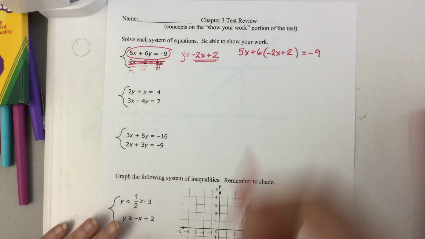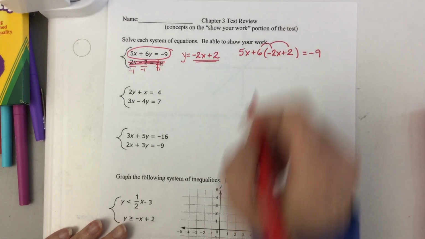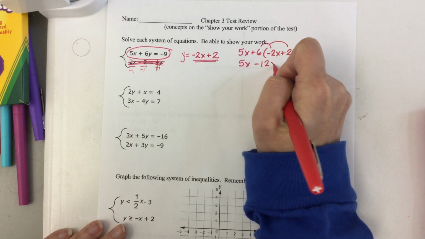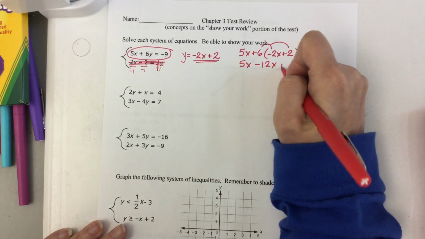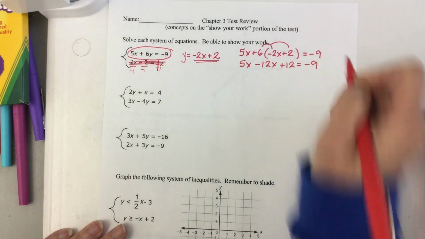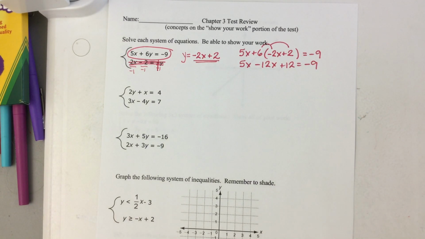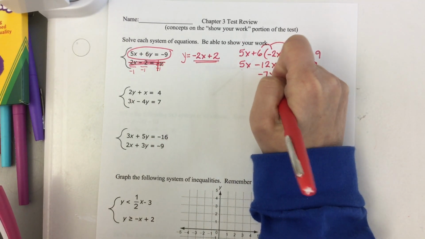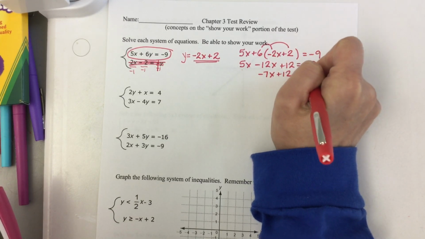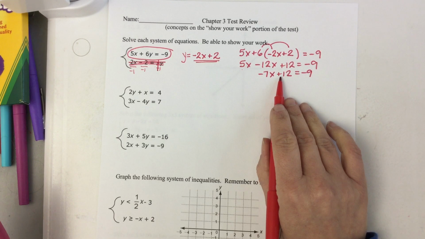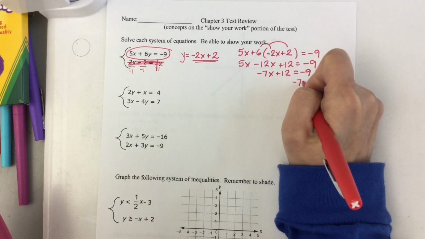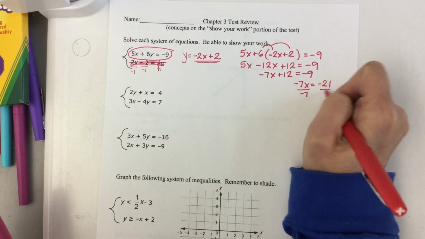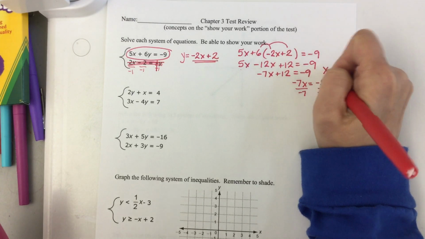Now we just have a multi-step equation to solve. I can distribute the 6, so 5x, 6 times -2x is -12x, 6 times 2 is +12, equals -9. Combine like terms: 5x minus 12x is -7x, plus 12 equals -9. If I subtract the 12 from the other side, -7x equals -21.